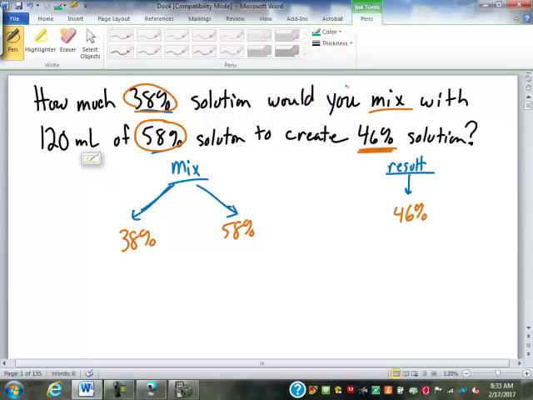Next, we have to know the amounts. And we only are given 1 amount in this problem, 120 milliliters, which goes with which percent? The 58, good. We have 120 milliliters of the 58%. So we can let X be either the amount of the 38 or the amount of the 46. It's easiest if we let X be the amount that we're looking for. How much of the 38% solution is what we're looking for? So we'll let X be 38. So then how much of the 46% solution would we have? Yeah, X plus 120 or 120 plus X.